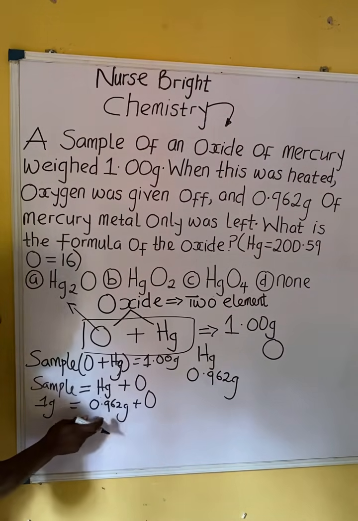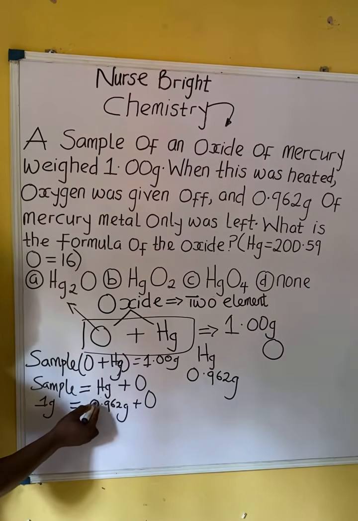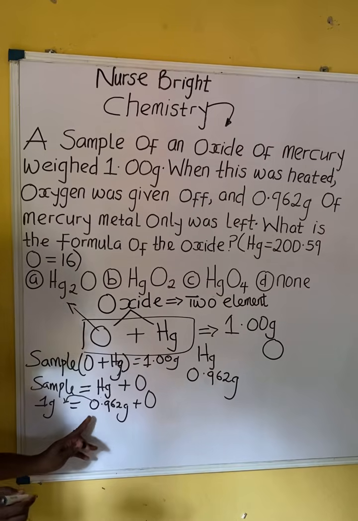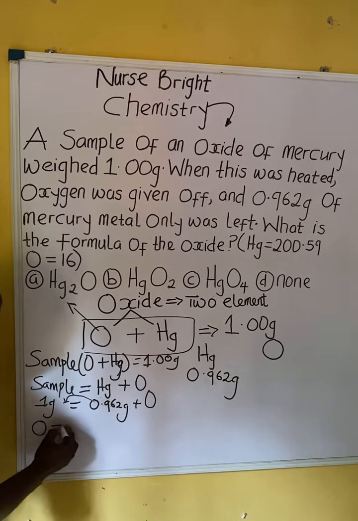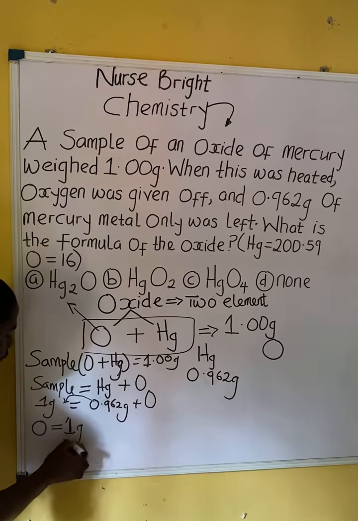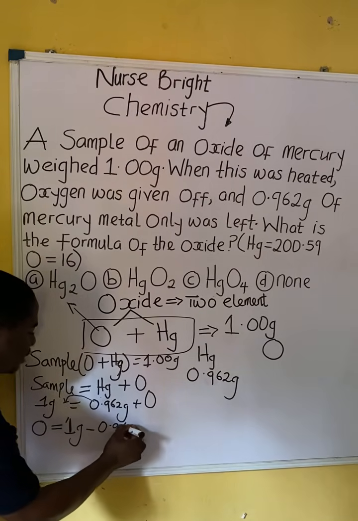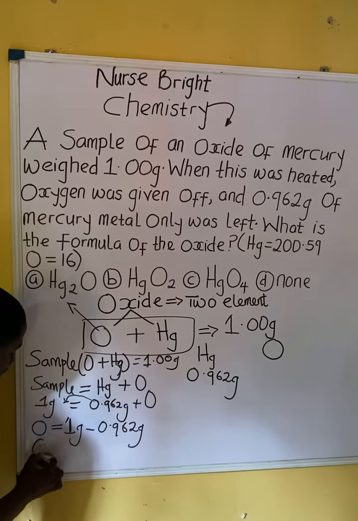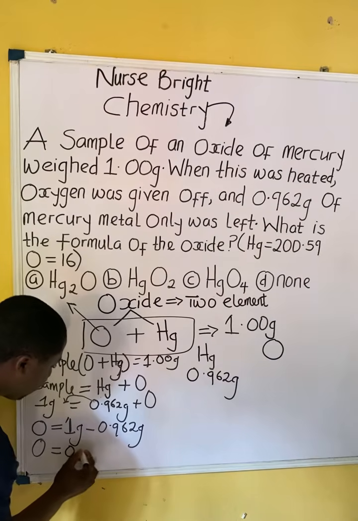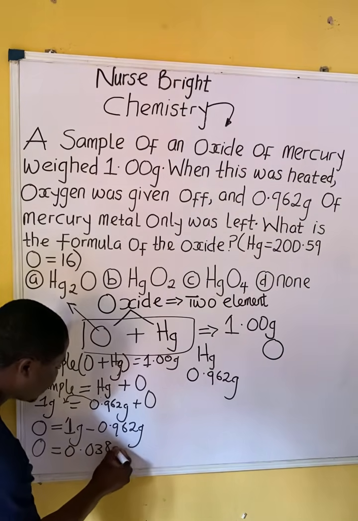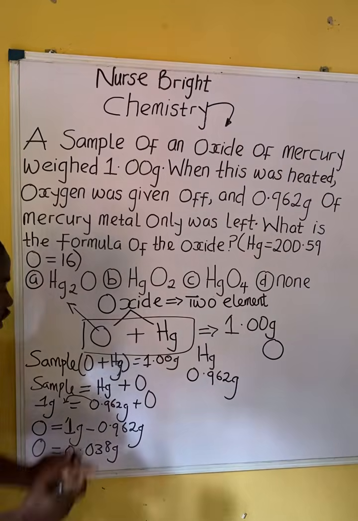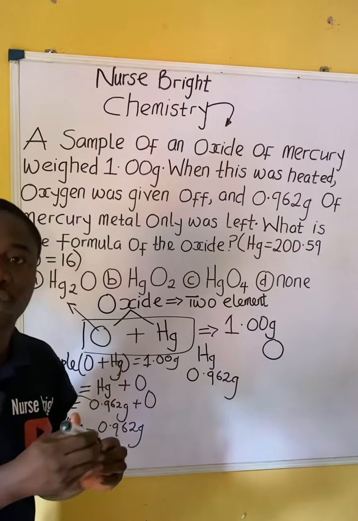This mass of mercury will come over to this side. When it crosses the equality sign, it's going to be minus. So the mass of oxygen will not be 1 gram, but 1 gram minus 0.962 grams. So the mass of oxygen will now be 0.038 grams. So this is the mass of oxygen. You can see how we got the mass of oxygen.